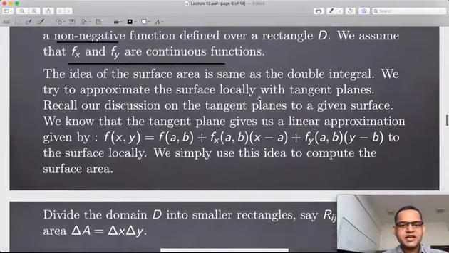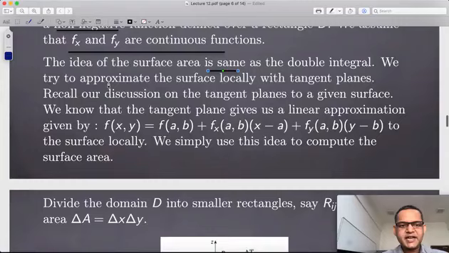As I told you, how one computes the surface area is more or less the same as we did in the case of any other integral. It's the idea of approximation. So we try to approximate this surface locally by tangent planes.